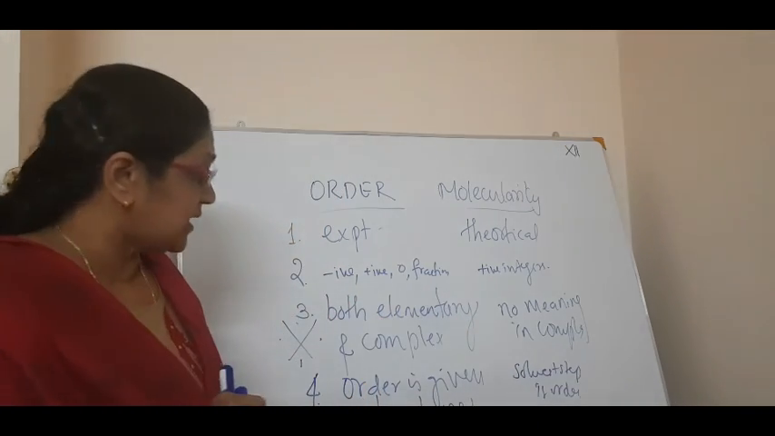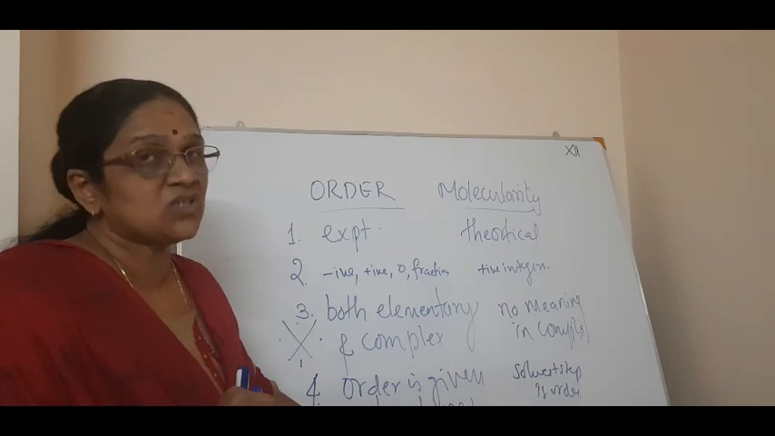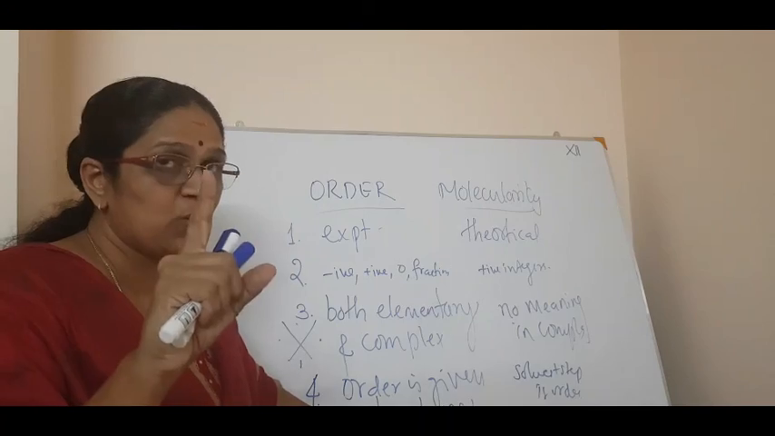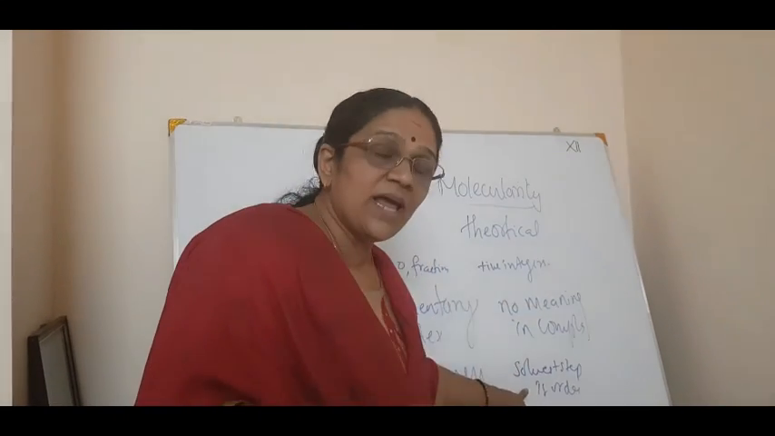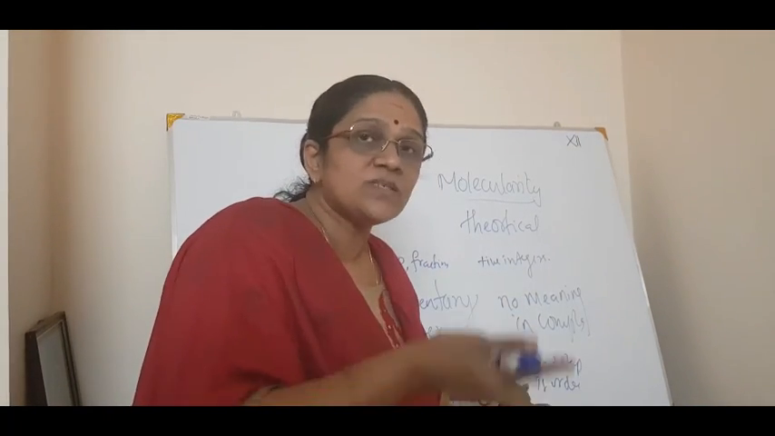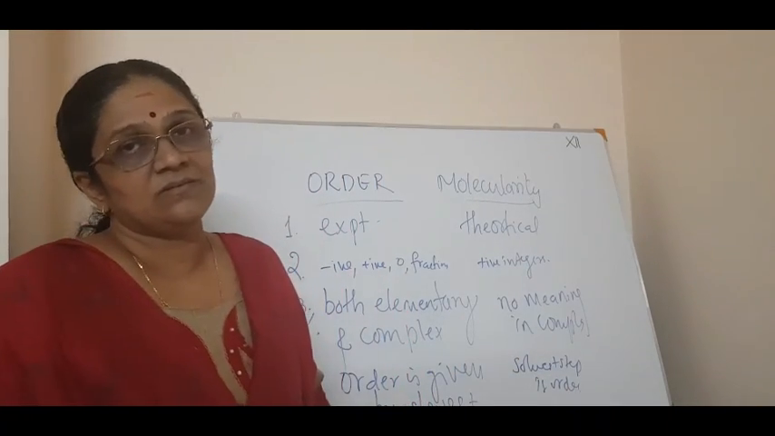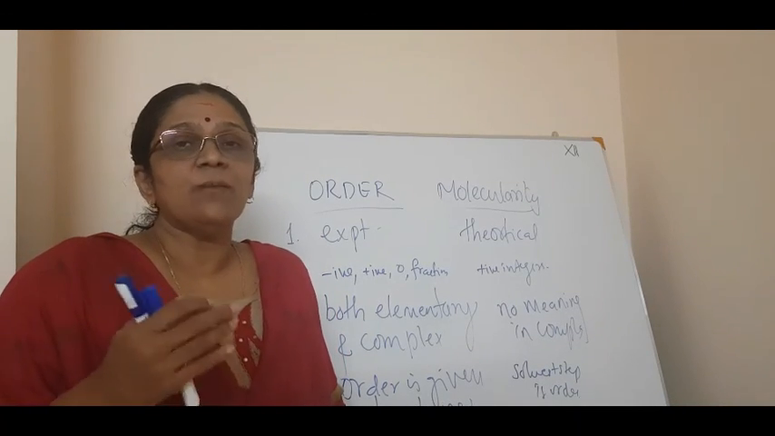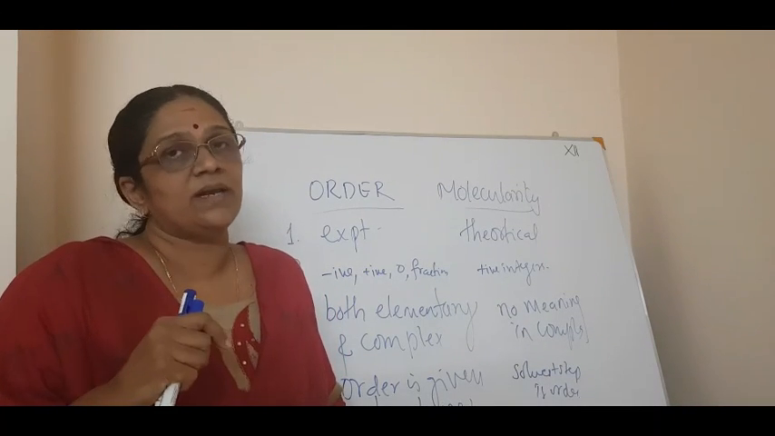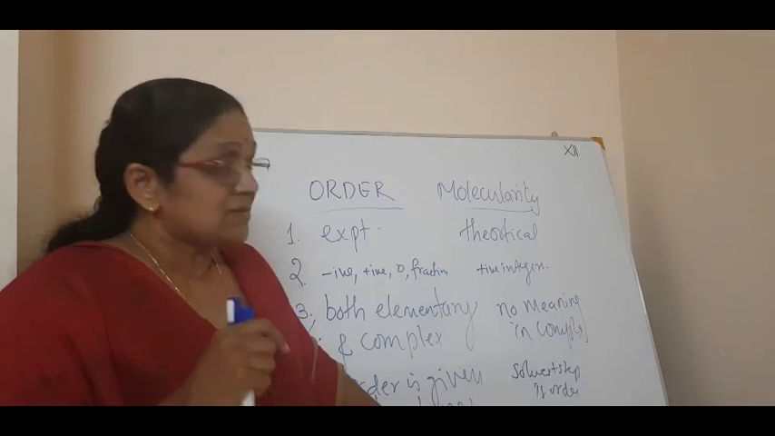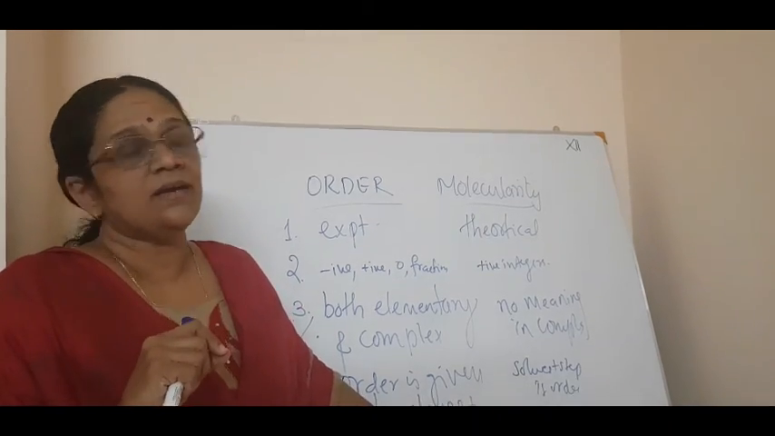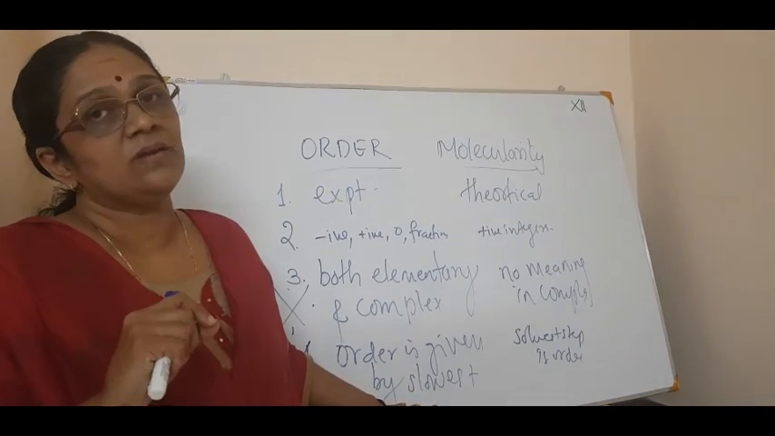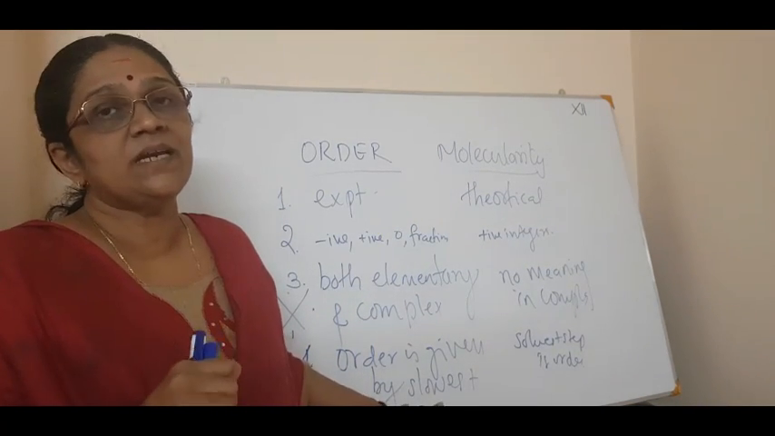Now the fourth and last is, order is given by the slowest step. The rate determining step is the slowest step. In an elementary reaction, there is only one step. But in the case of molecularity, we say the molecularity of the slowest step is the order of the reaction. That's it. So this is all about order and molecularity. Molecularity means the mechanism you are coming across. Okay, so read the textbook thoroughly and go through it. Any doubt? Okay, till then, keep studying. Thank you.